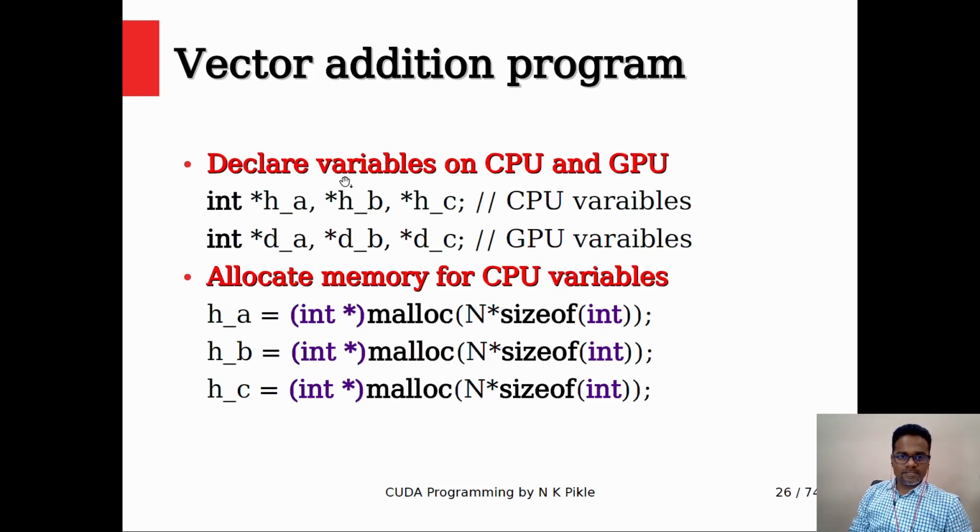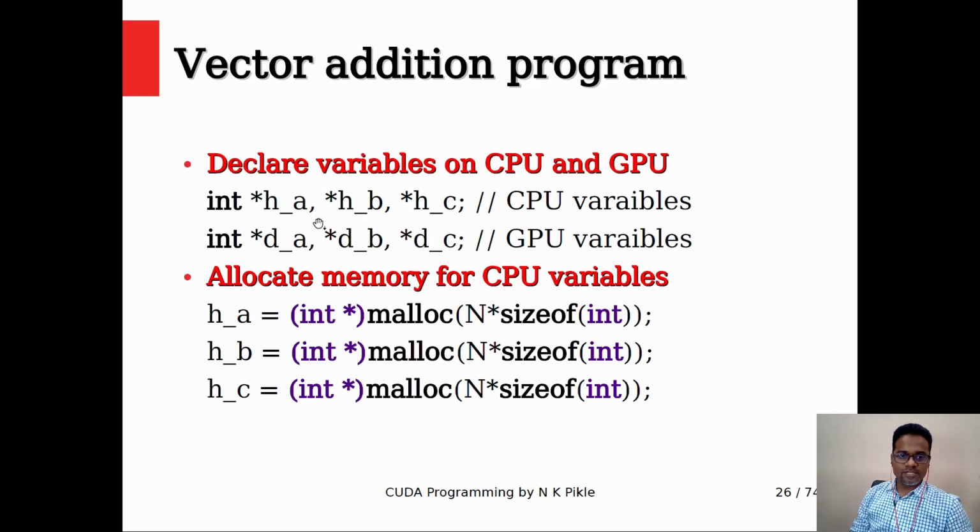So the first step is we are going to declare variables for CPU and GPU. And note that in CUDA programming, we refer to the CPU as host and the GPU as device. This will hold for all the upcoming programs also. So we are going to create 3 arrays on the GPU side and 3 arrays on the CPU side. To do that, we have to create 3 variables here.